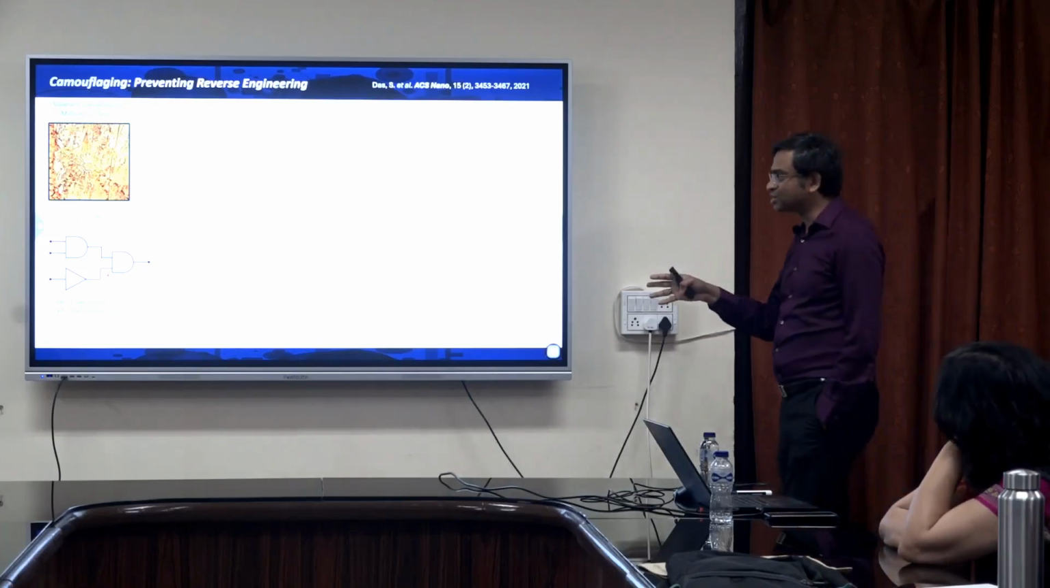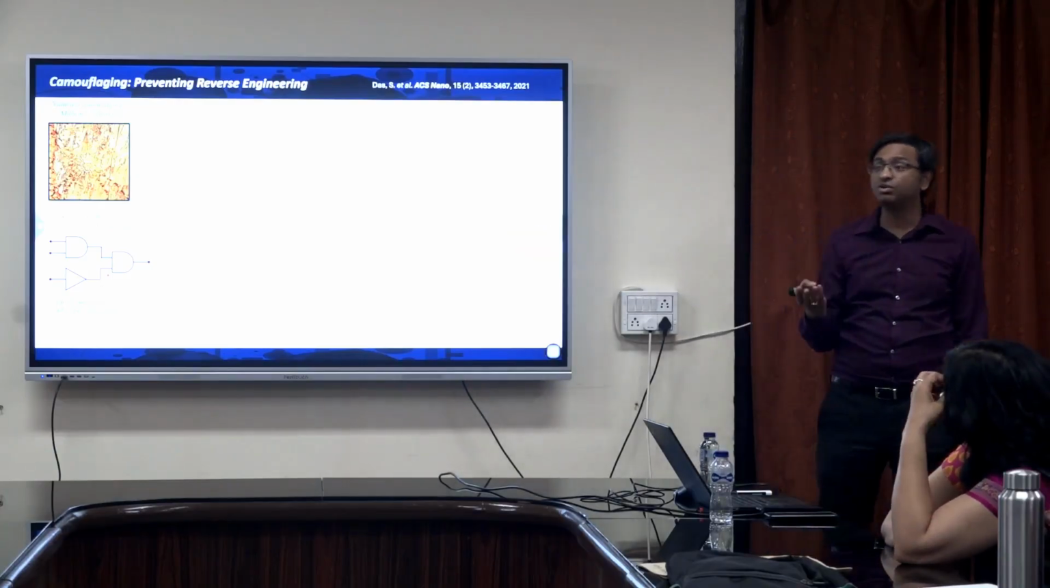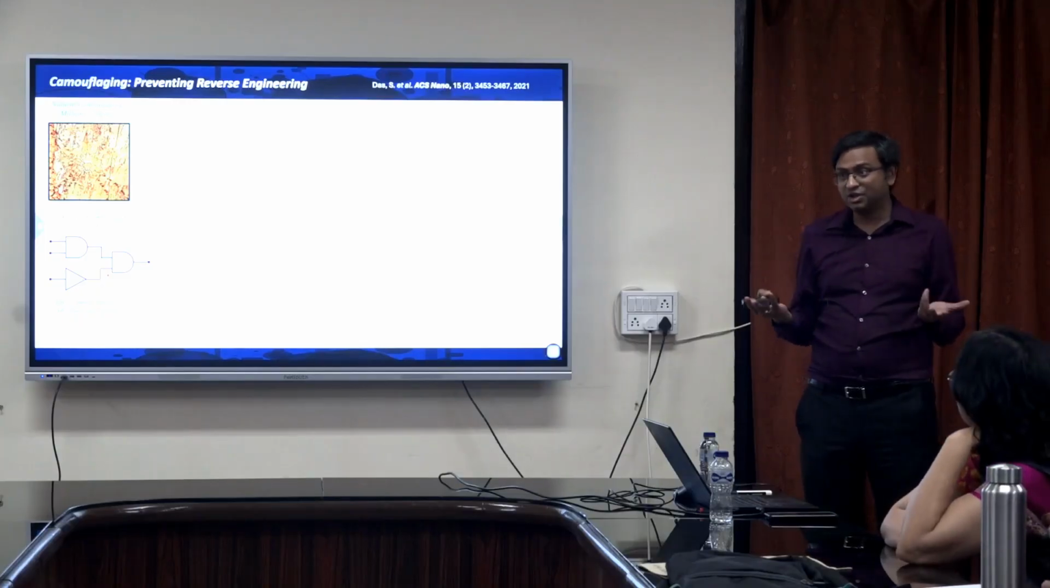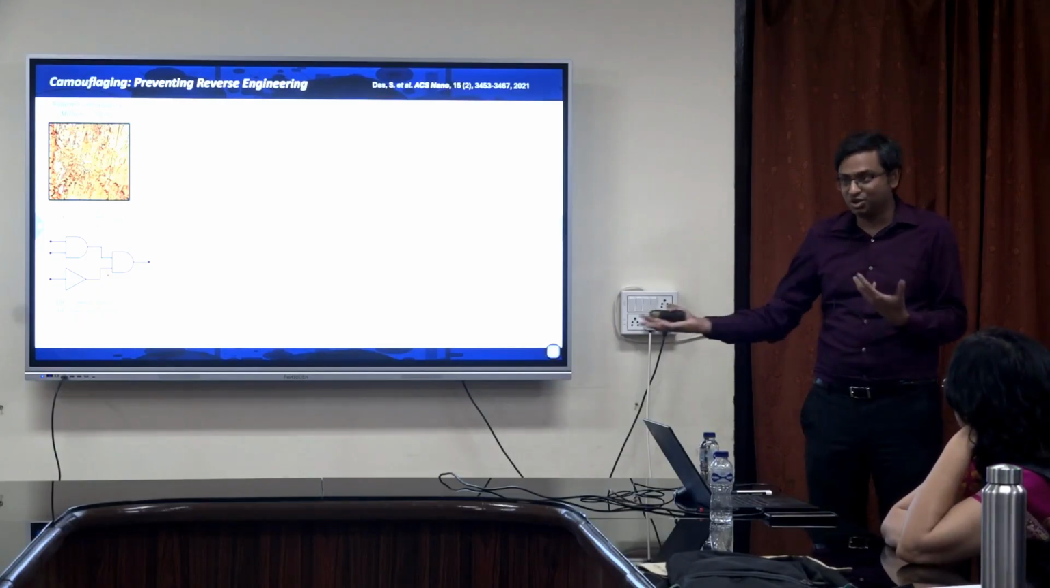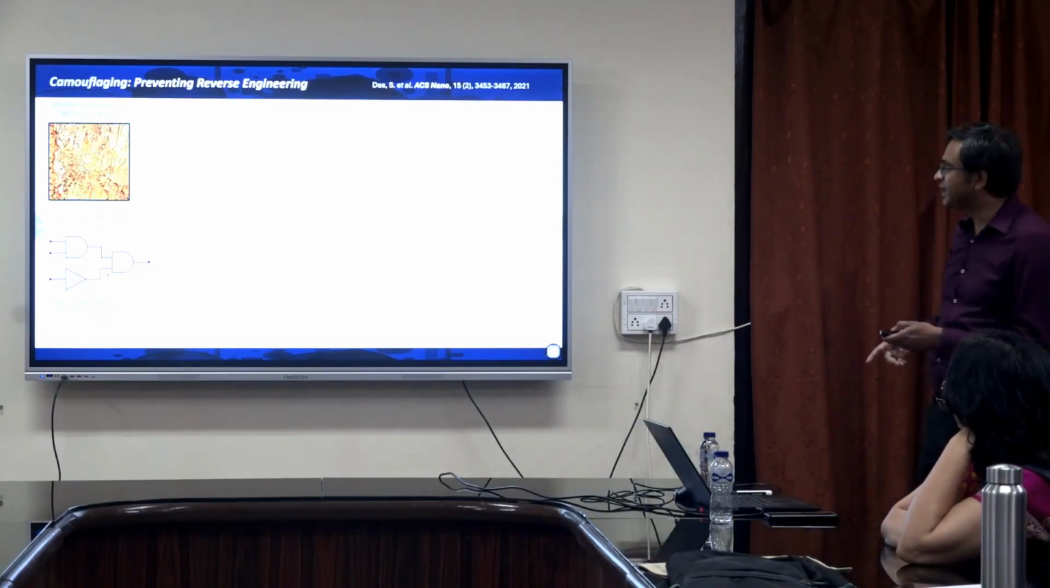So this is something I am going to show you now. How can we use unique properties of 2D material to camouflage circuits, so that even if somebody sees the circuit, they will not know how it functions? If they cannot know what the function is, then I have been able to fool them.